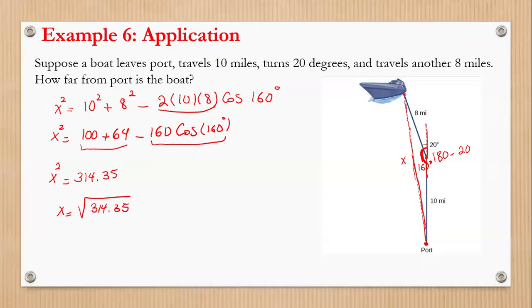the answer would be 17.7. And since the units are miles, it's miles. So how far from port is the boat? It is 17.7 miles. Or if you want to round it, you should round it up to 18 miles.